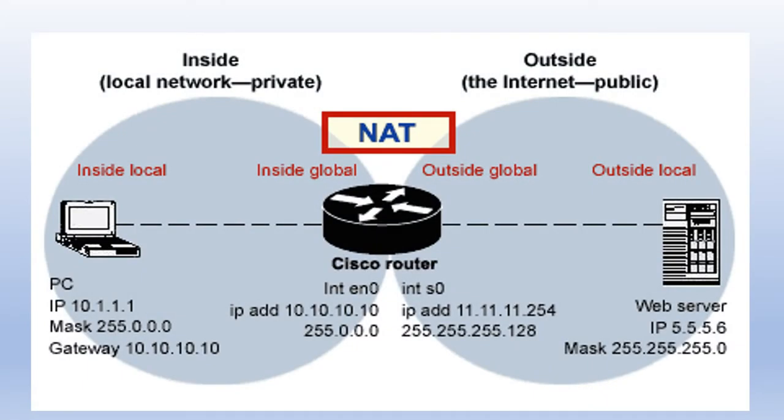As you can see in this diagram, it is divided into inside and outside network. The inside network is the local network, also called the private network. The outside network is the internet, that is the public network. Here you can see the inside local addresses, inside global, and outside local addresses, as we just discussed. So now, how it works.